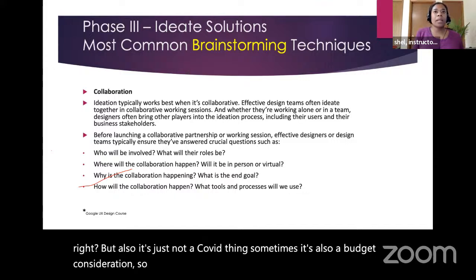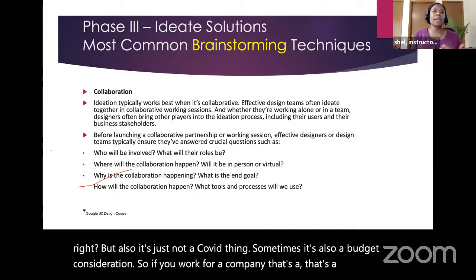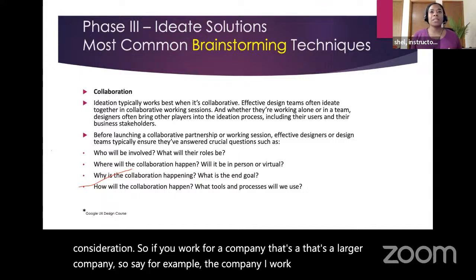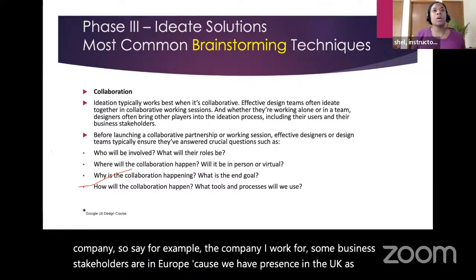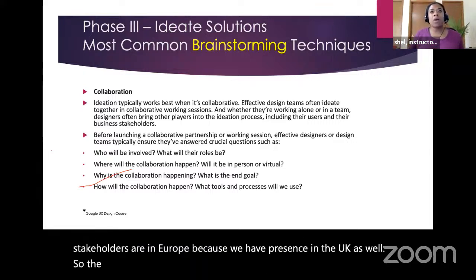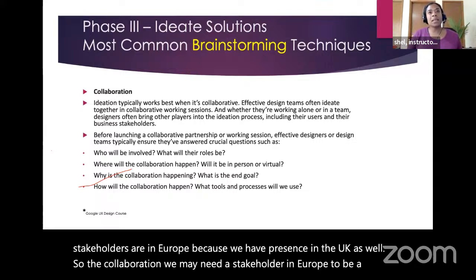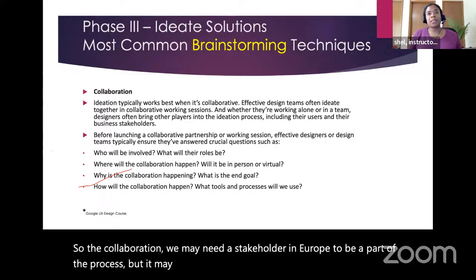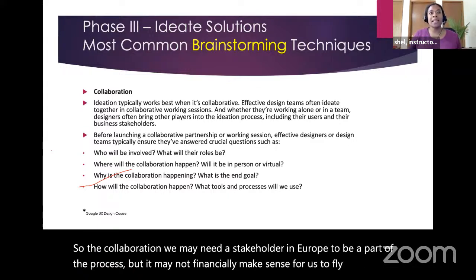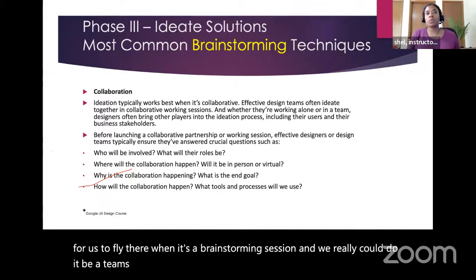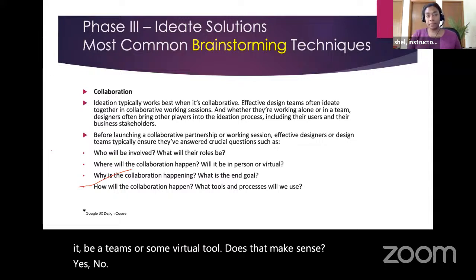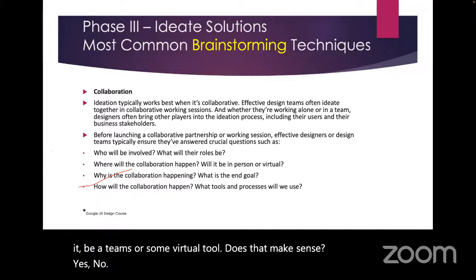If you work for a larger company, say for example, the company I work for, some business stakeholders are in Europe because we have presence in the UK as well. We may need a stakeholder in Europe to be a part of the process, but it may not financially make sense for us to fly them here or fly there when it's a brainstorming session and we really could do it via Teams or some virtual tool. Does that make sense? Yes, no? Are you guys still following me?